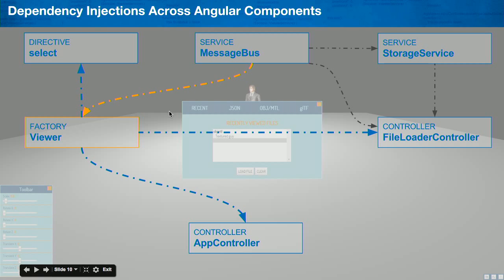Great. So let's talk about dependency injection across Angular components. So in the left middle side there, you can see my factory for the viewer. This is the factory that creates the entire 3D scenes, and this is what you have to manipulate and work with to manipulate the scene. Right? Notice that it's injected into 3 components. There's a directive for select, and there are also the app controller and the file loader controller. The app controller in this case will essentially manipulate the translate, scale, and rotation transformations, and push those into the factory.